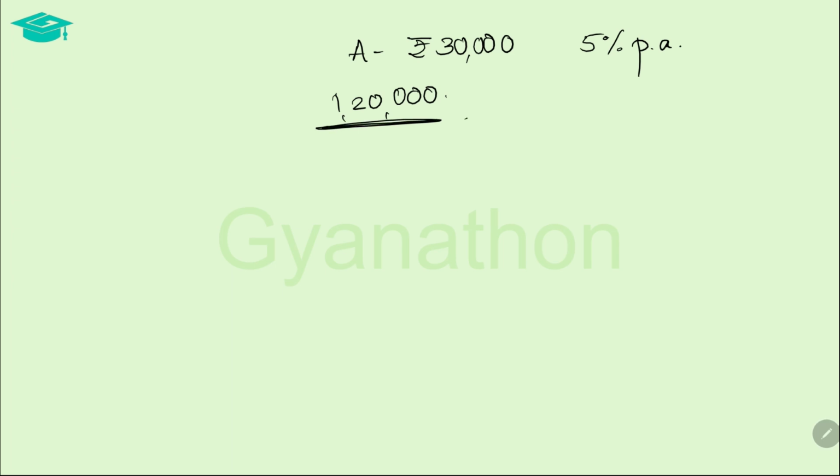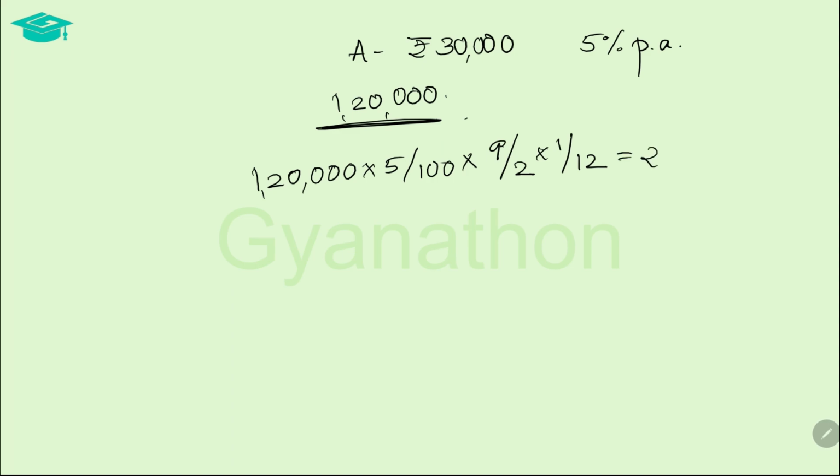Now, calculating this interest on drawings on this amount on the basis of months, we have the formula 1 lakh 20, that is the total amount withdrawn, into the rate of interest into average period on the basis of months, which is 9 by 2, as we have worked it out, which is 9 months plus 0 months divided by 2, and the whole thing is divided by 12, since we are calculating on the basis of months. So the interest on drawings here is rupees 2250.